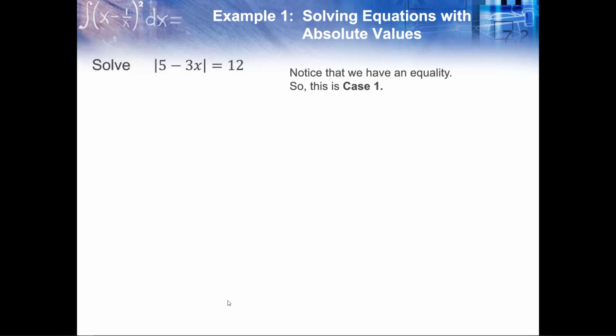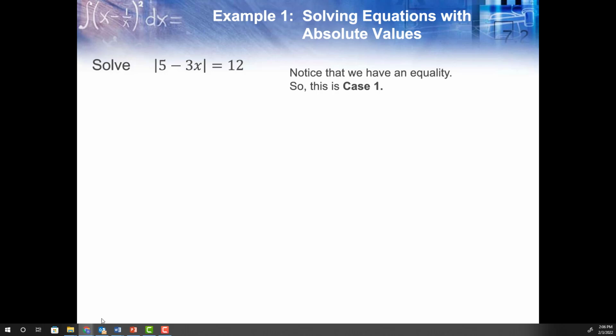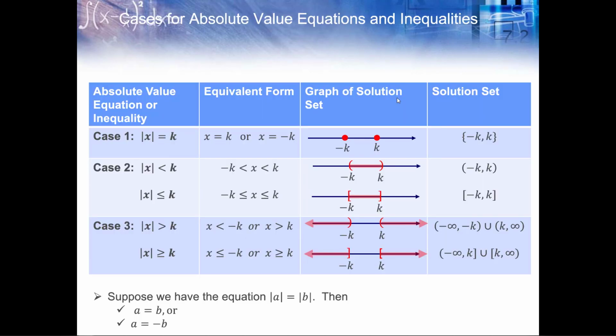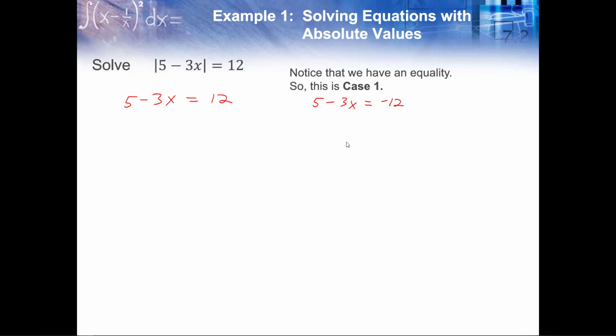So this is our first case. This right here is a case 1 problem. So how do we solve that? Well, this results in two equations. The first equation is going to be 5 minus 3x is equal to 12. The other equation is going to be 5 minus 3x is equal to negative 12, because once again, this is a case 1 problem. Okay, so we have to solve these two equations.